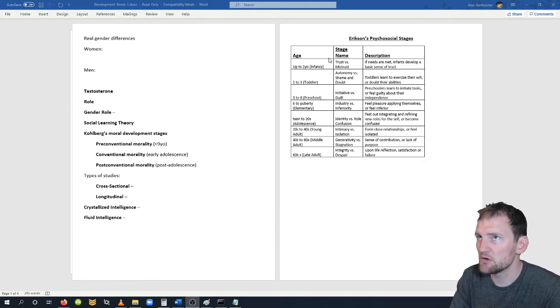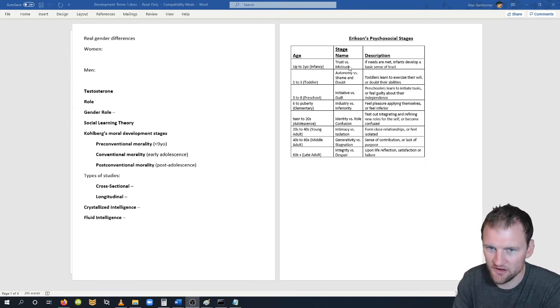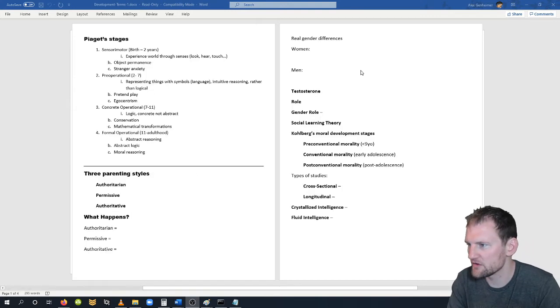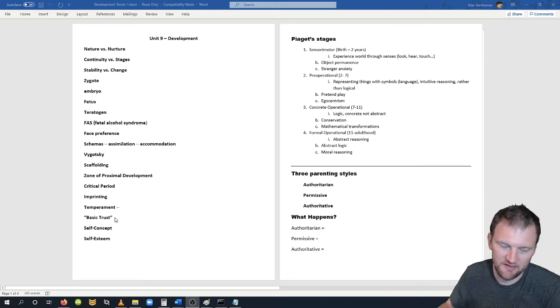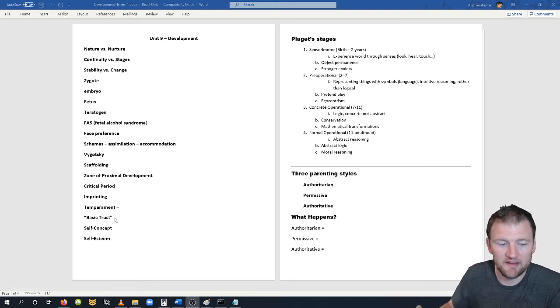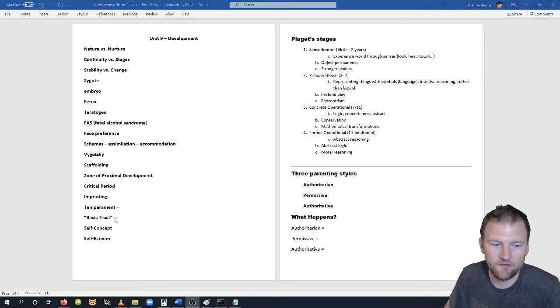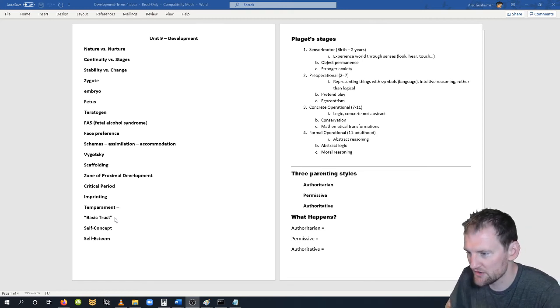His most important, or at least most well-known stage, is his first one, trust versus mistrust. And that is up to 1 year old. If you successfully navigate that developmental period, you develop a sense of basic trust. And if you don't, then you develop a sense of mistrust. Basic trust, going back to that term, would be that you basically think the world is a good place and that adults are basically good people. And that's a positive thing for a very young child to believe.